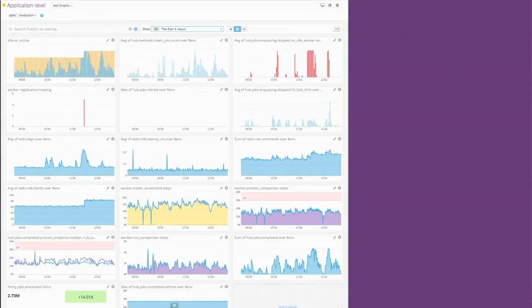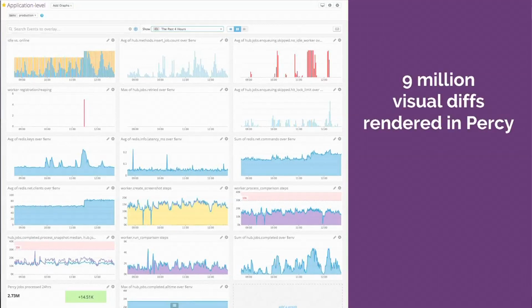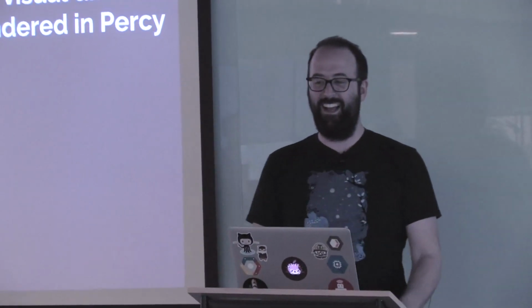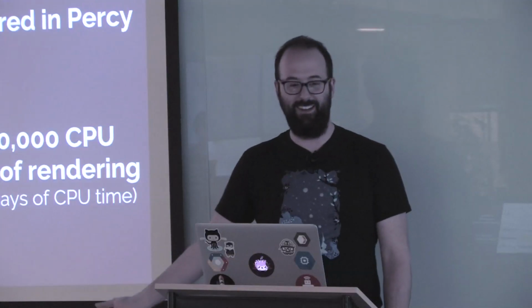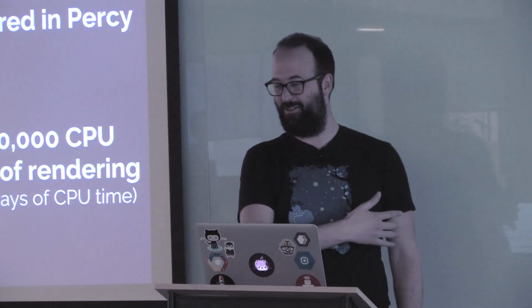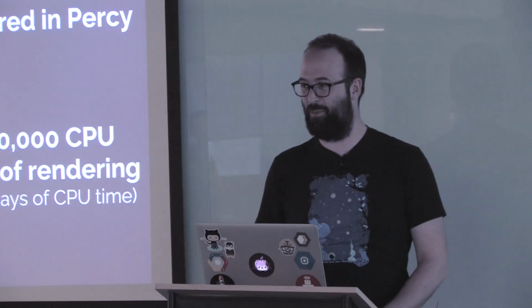So, last slide, does this work? I'm happy to say yes. We've now rendered over 9 million visual diffs in Percy, which also means we've opened Firefox 9 million times and taken 9 million screenshots. And that adds up pretty fast. They're not small jobs to do, so that's like 50,000 CPU hours of rendering, which is like 6 years of rendering if you were to do it all on a single core at 100% for 6 years.